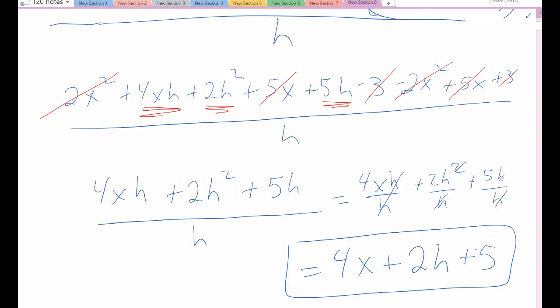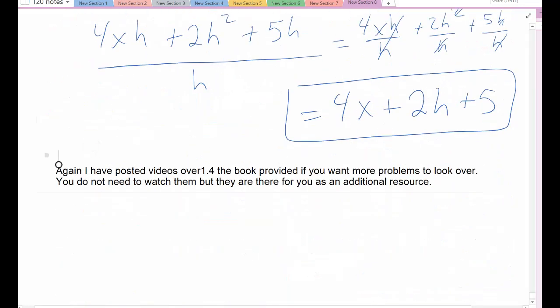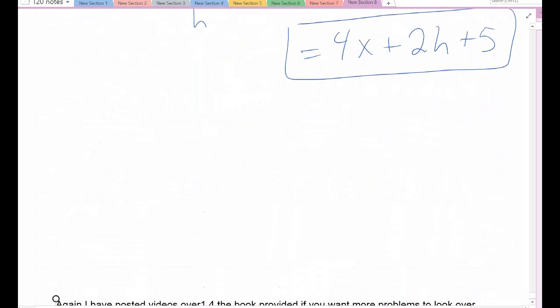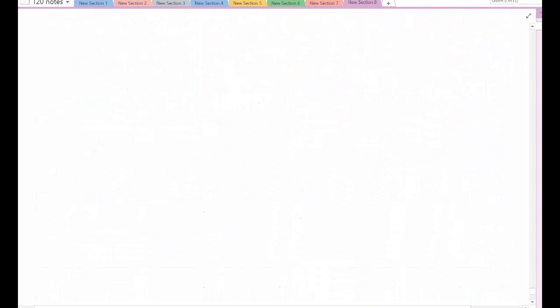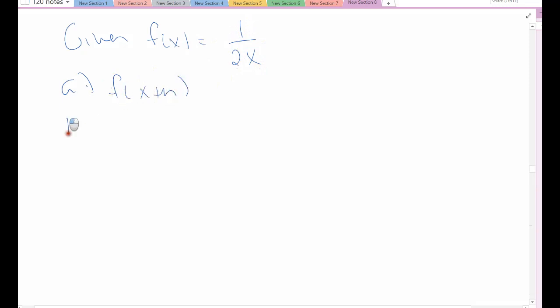So with a linear function or a quadratic, the last one we're going to look at is a division case. If I have a simple division. So again, same thing. Given f of x is equal to 1 over 2x. Simple division. A, first thing find is f of x plus h, and then B, solve the difference quotient for f of x.